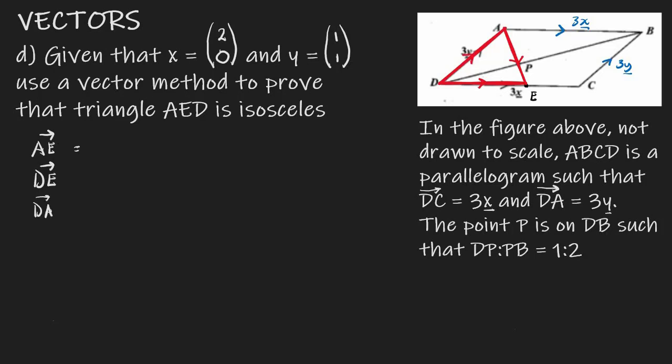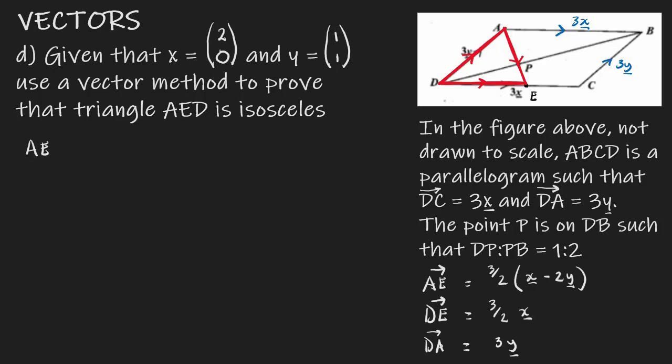Recall, vector AE is equal to 3 on 2 x minus 2y. Vector DE is equal to 3 on 2 x, and vector DA is equal to 3y. We shall begin with vector AE, which is equal to 3 on 2 x minus 3y. AE is equal to 3 on 2 times column matrix (2, 0), minus 3 times column matrix (1, 1).